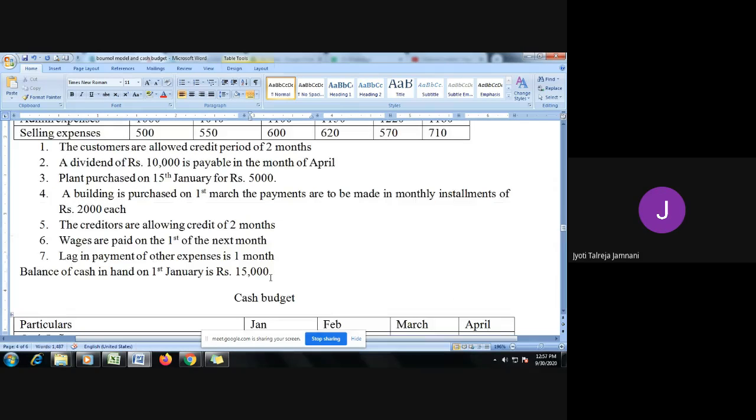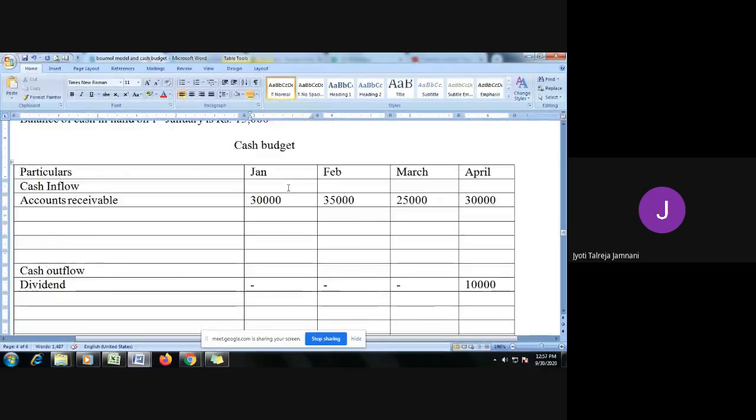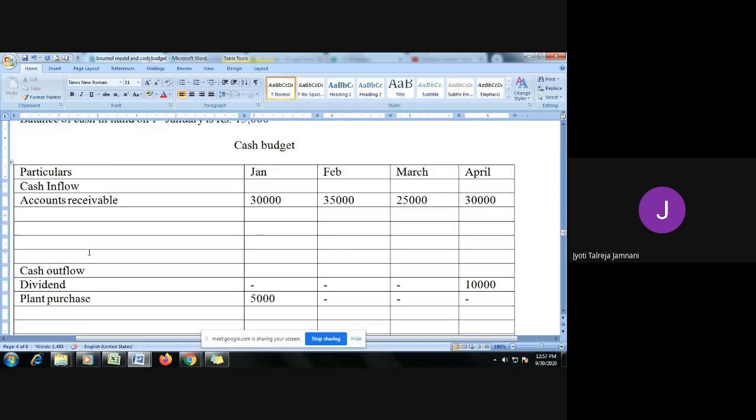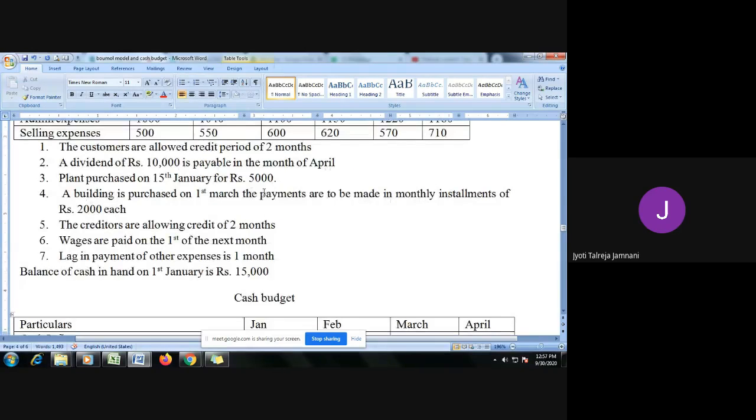Similar way, we'll see the next thing. Plant purchased on 15 January for rupees 5,000. So in the month of January, we have purchased plant. When you purchase plant, you make a payment for it. So it will come under cash outflows. Plant purchase, you have purchased it in January and you're paying 5,000 rupees for it. The next months it will be nil because it's only January payment which they have mentioned. After that, every month how much to pay, nothing is mentioned, so we are not going to take it.